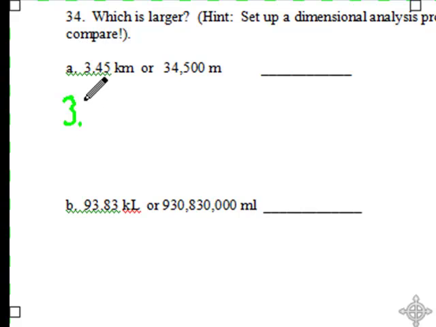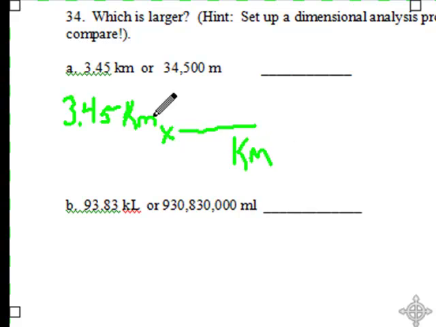I'm going to write 3.45 kilometers, and then I know that I have kilometers that I need to get rid of, so I immediately, without even thinking, put that down here. Now I know kilometers are going to cancel out mathematically, and then I want to convert to meters, and since I know a conversion directly between kilometers and meters, I put the meter on top. If I didn't know a direct conversion, I'd have to do a couple more steps here. But I do know directly.